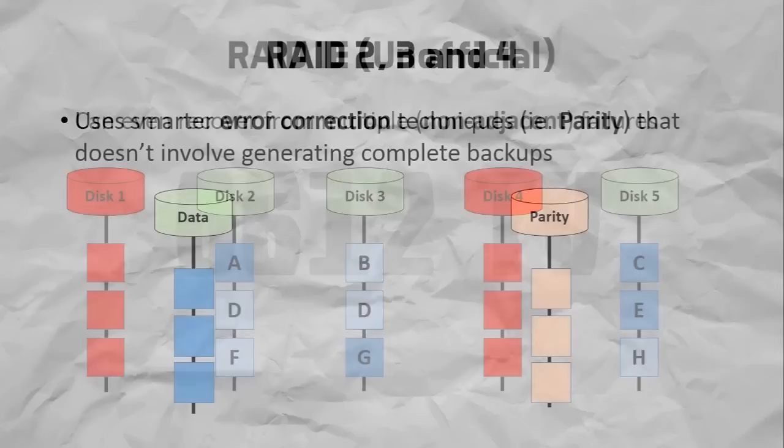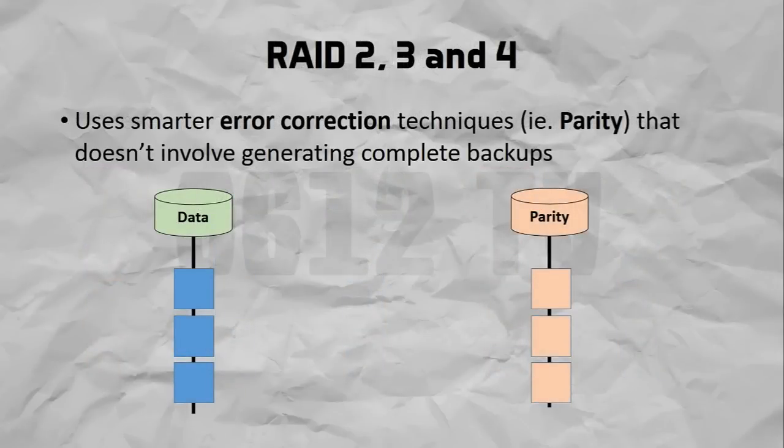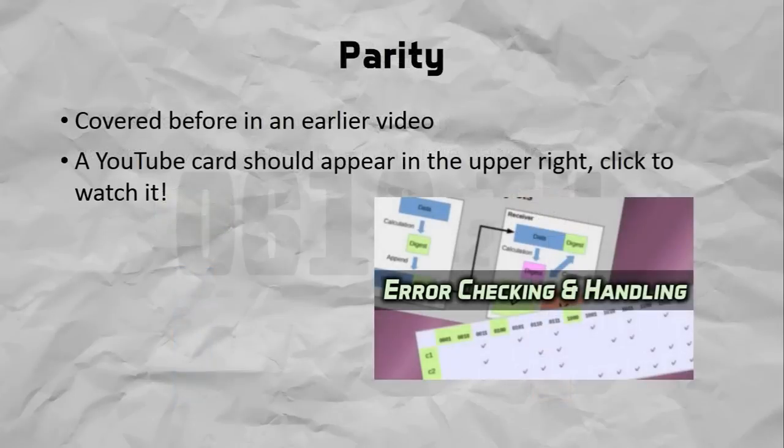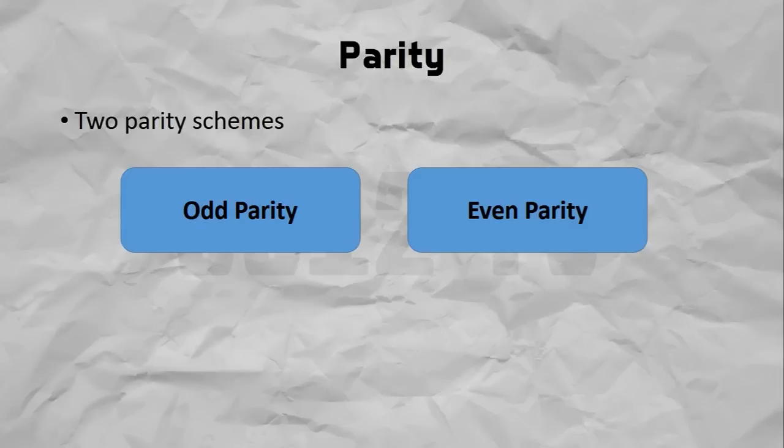So let's move on again, this time to RAID 2, 3, and 4. Now, the idea of these is that we still want some robustness to failures, but we don't want to maintain a full backup like we did in RAID 1. So instead, we use error correction techniques, namely parity checks. Now, we've talked about parity before in an earlier video, so I won't go into too much detail. Look for a YouTube card on screen, you can click on it if you like, to go to my earlier error checking video. Of course, I'll quickly summarize the idea here.